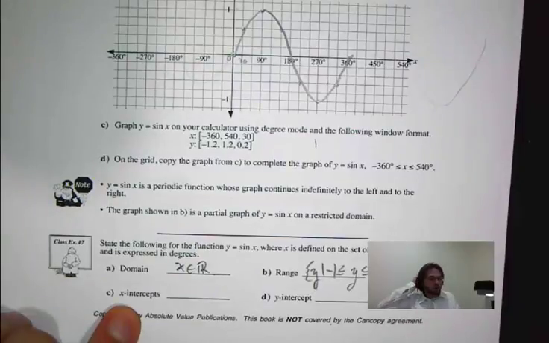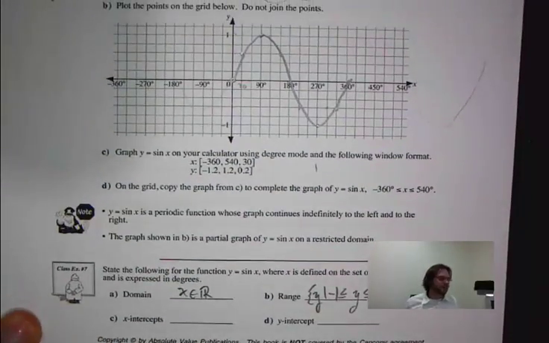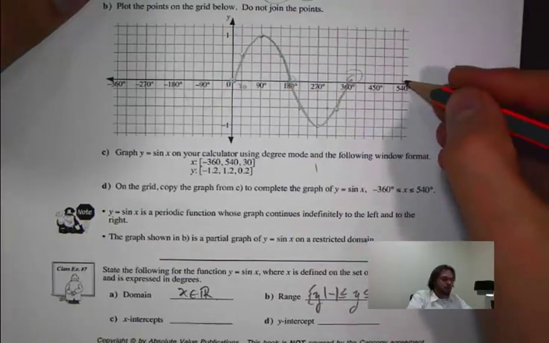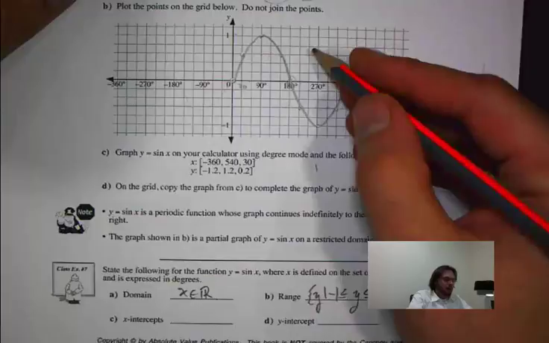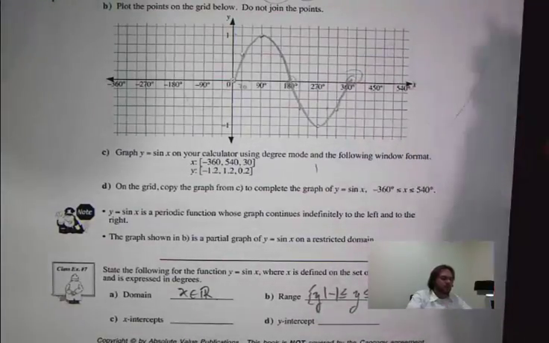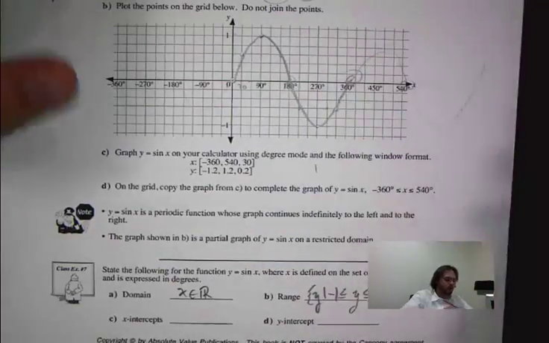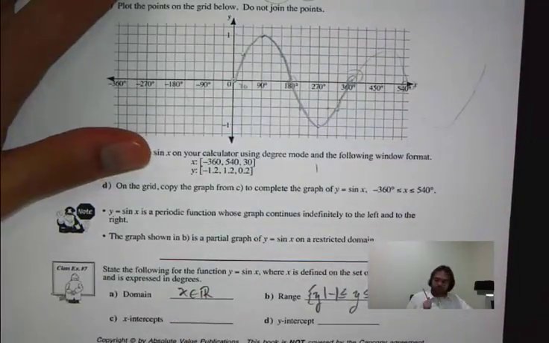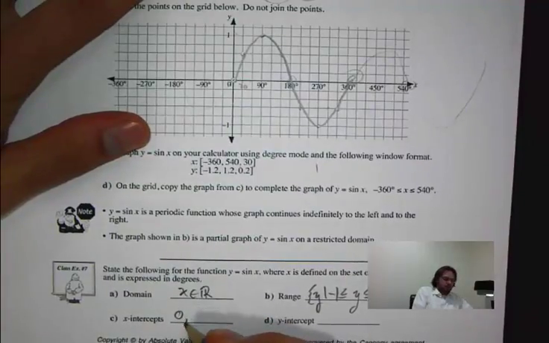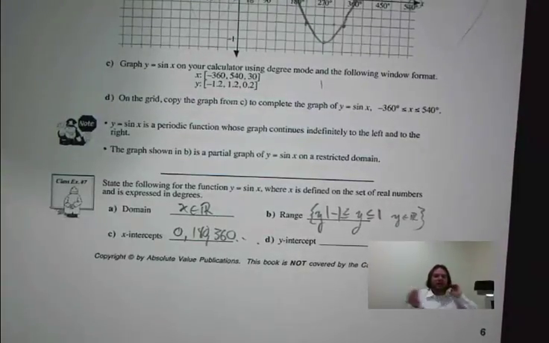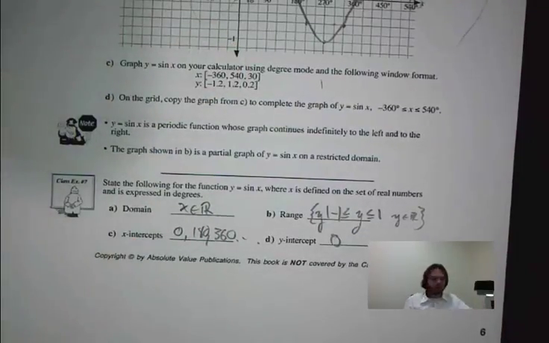Okay? Now we want to know my x-intercepts. Well, my x-intercepts are 180, 360, and then 540 is probably going to be my next one. So it's every 180. So it is going to be 0, 180, 360, and it goes on and on forever. So it's 180 multiplied by n, where n is an integer. And my y-intercept is at 0.